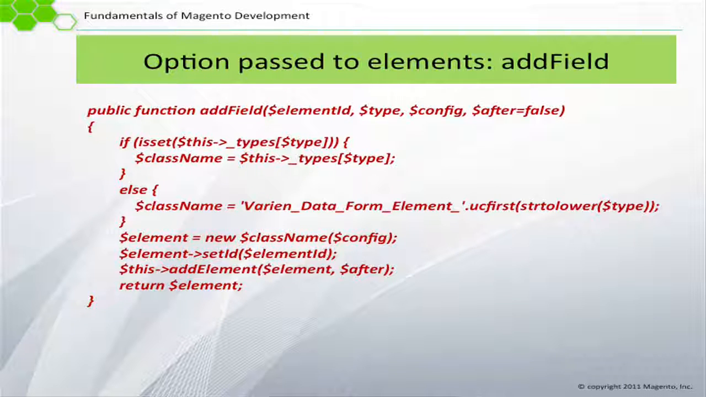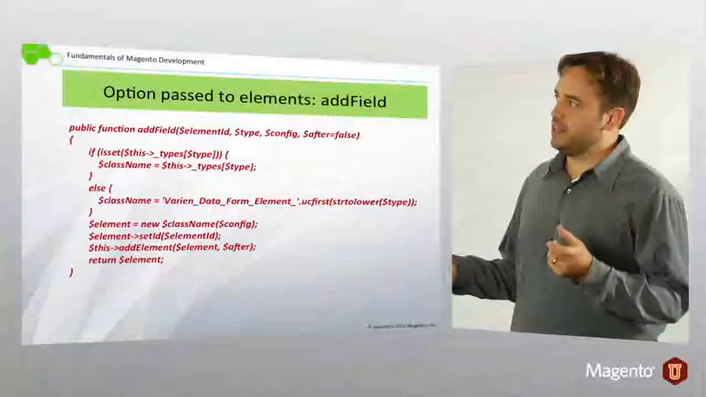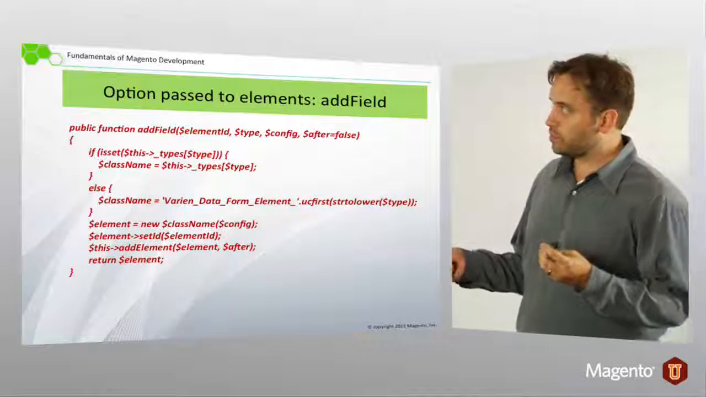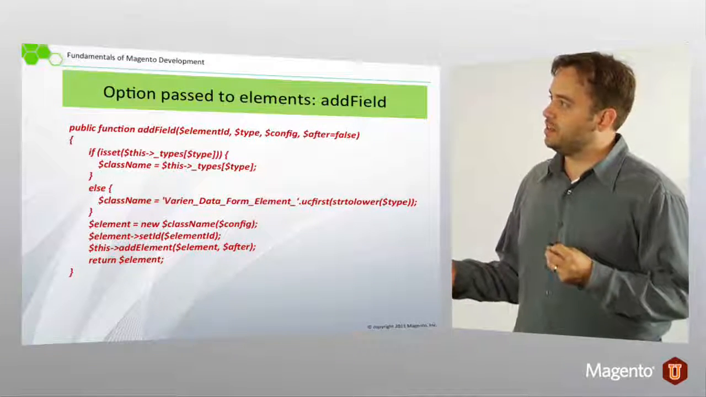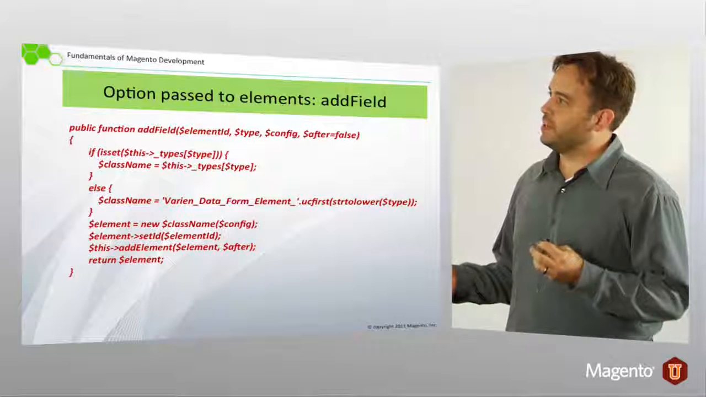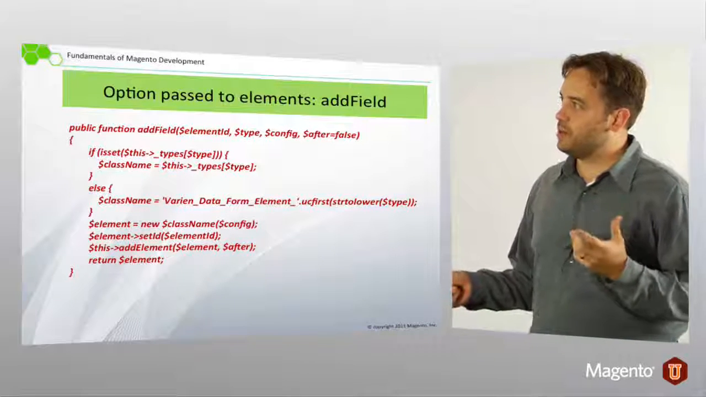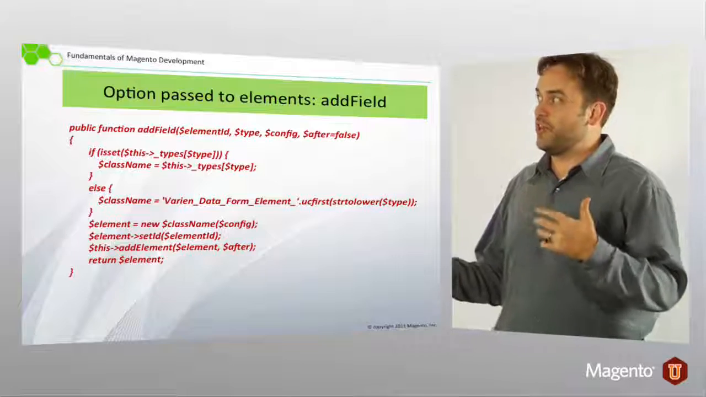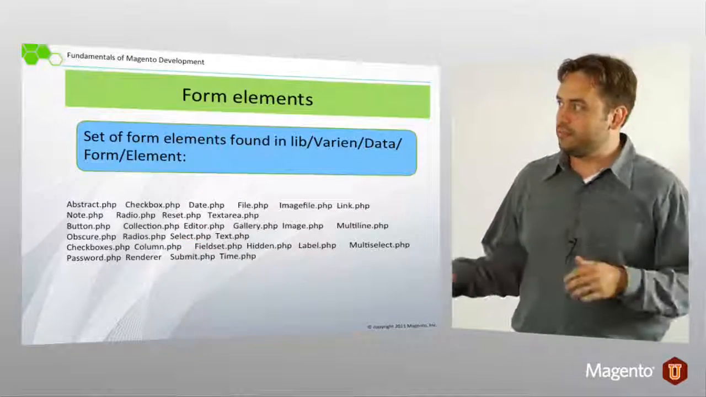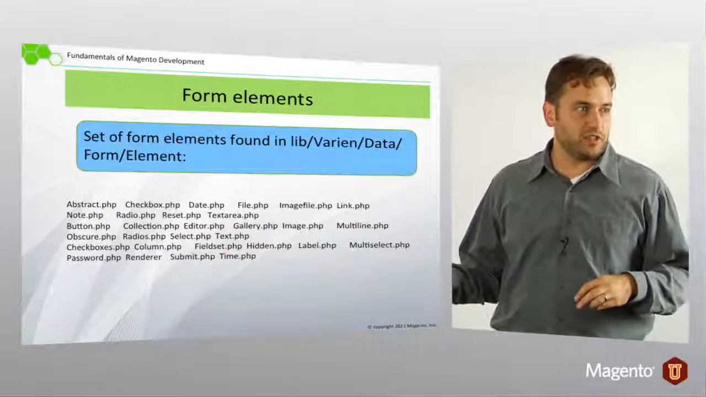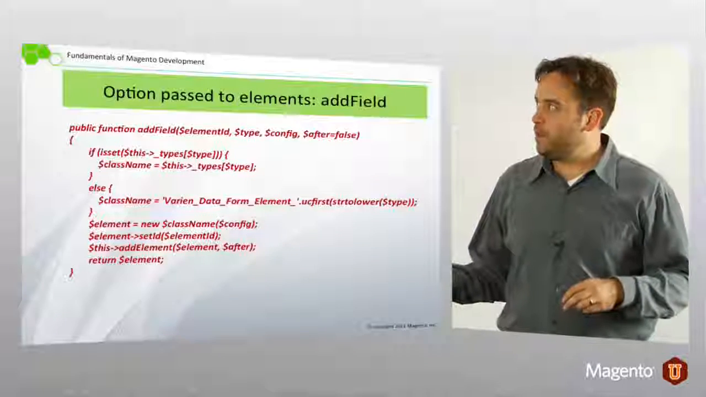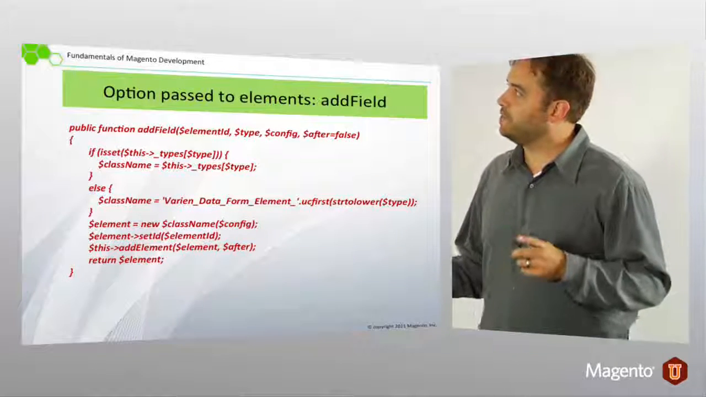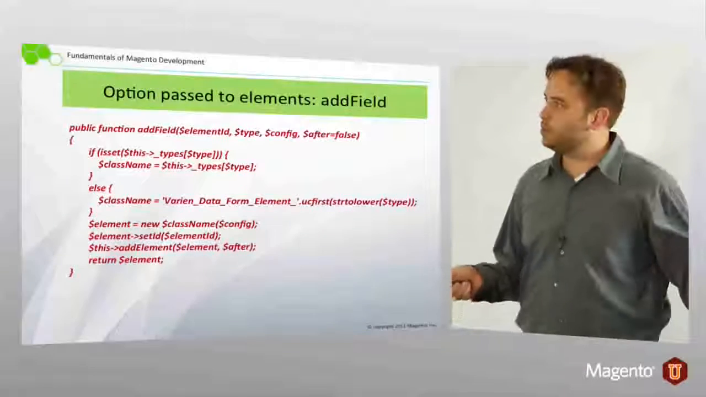So, add field. What does that call look like? Well, we would need to pass in some ID to use, and then pass in, let's see, we'll pass in a type. This will actually be used to instantiate one of these classes. And then we'll look at config and after as we go through the code.